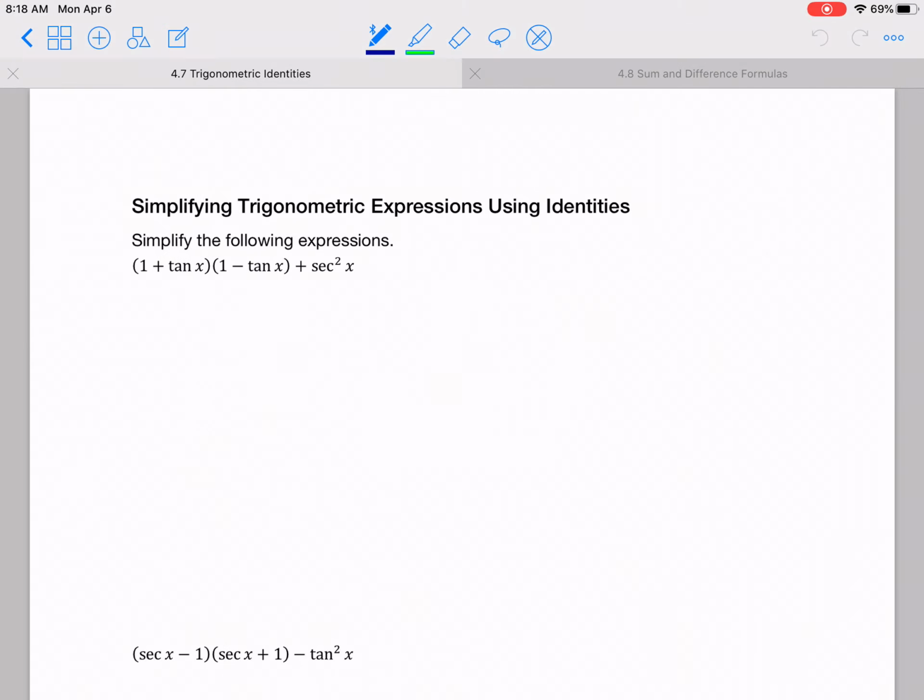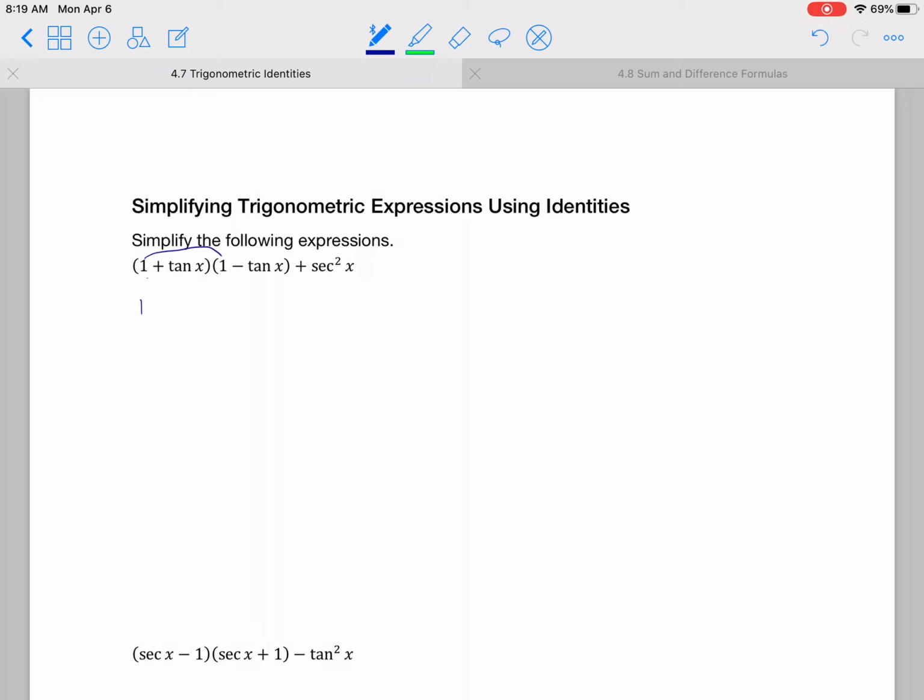Yep. Simplifying trigonometric expressions using identities. So what we have here is one we want to simplify, almost like what we were doing with the log, where we want to reduce it down as much as we can. And sometimes how far they reduce is a little bit surprising. So first off, I'm going to go ahead and multiply the two parentheses together. And so I have 1 times 1, that's 1 squared.